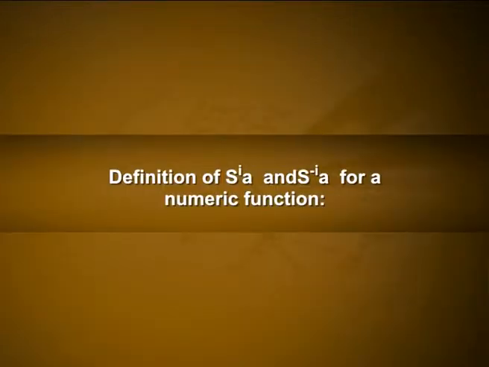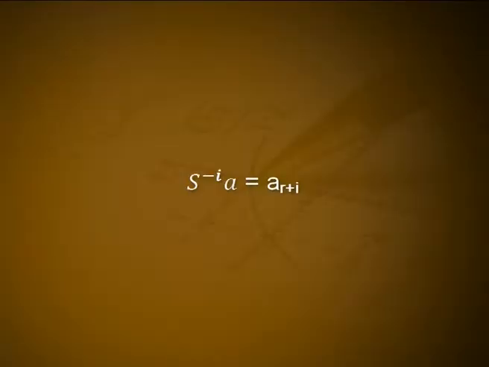Definition of S^i a and S^(-i) a for a numeric function. Let a be a numeric function and i be a positive integer. We use S^i a to denote a numeric function such that its value at r is 0 for r equal to 0, 1, 2, 3, etc. up to i - 1, and is a(r - i) for r ≥ i. S^(-i) a is also a numeric function such that S^(-i) a at r is equal to a(r + i).